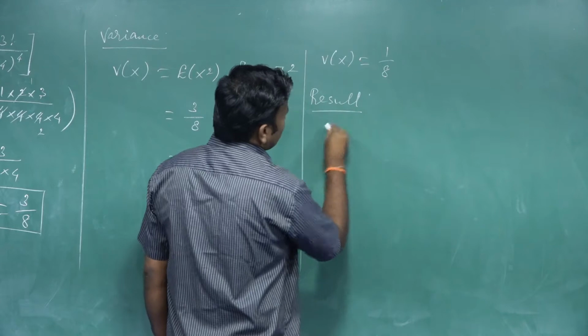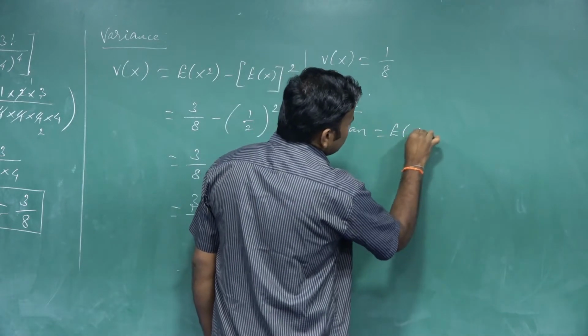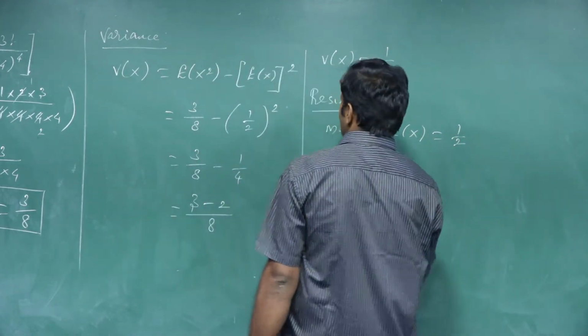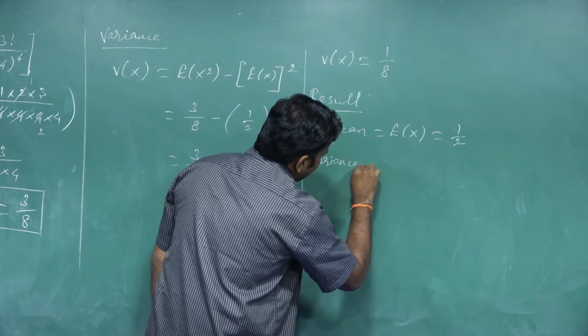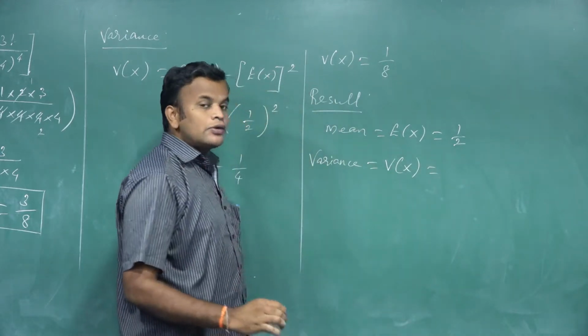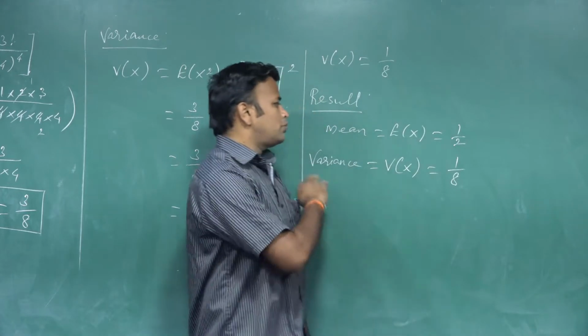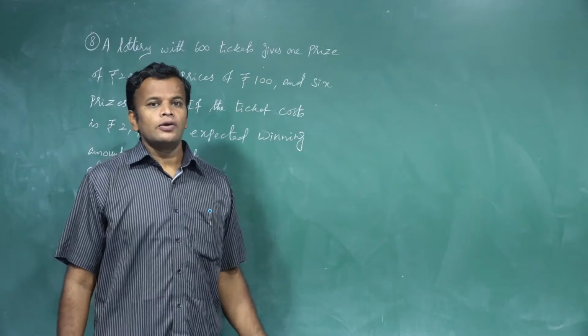So in result we find two values. The first one is the mean, whose symbol is E of x, and that value is 1 by 2. The next one is the variance, whose symbol is V of x or variance of x. The value of the variance is 1 by 8. So the mean value is 1 by 2 and the variance value is 1 by 8. Now we move to the next one.